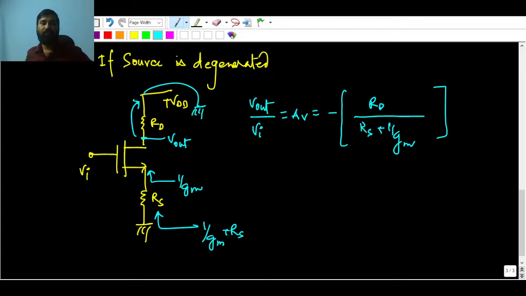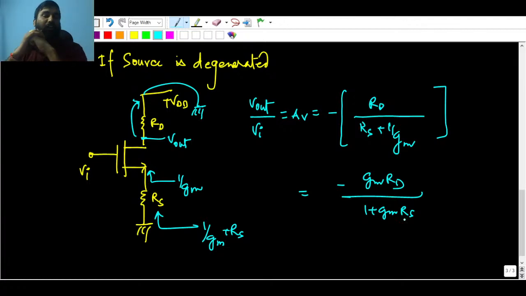I hope this makes sense. Further you can simplify this: gm goes up, so it is gm RD upon 1 plus gm RS. I hope it doesn't confuse you. It makes the analysis very easy, and you don't have to remember anything. You have seen this expression for gain when the source is degenerated. Source degeneration means there is a source resistance present, which makes your gain decrease. Earlier it was gm RD, now it has become gm RD upon 1 plus gm RS.